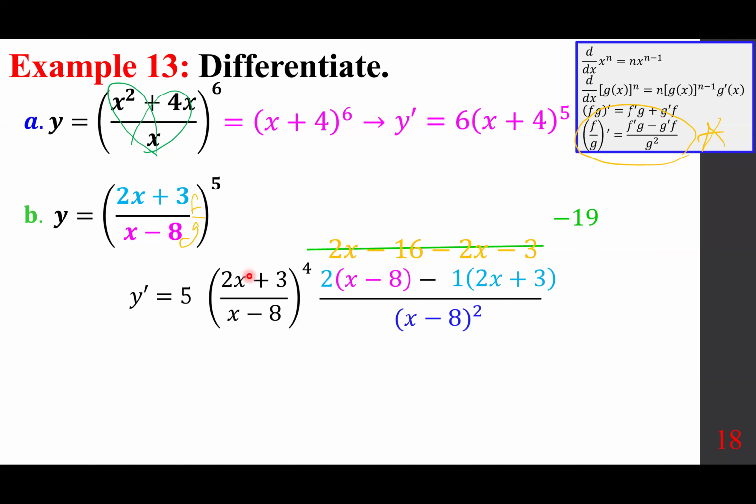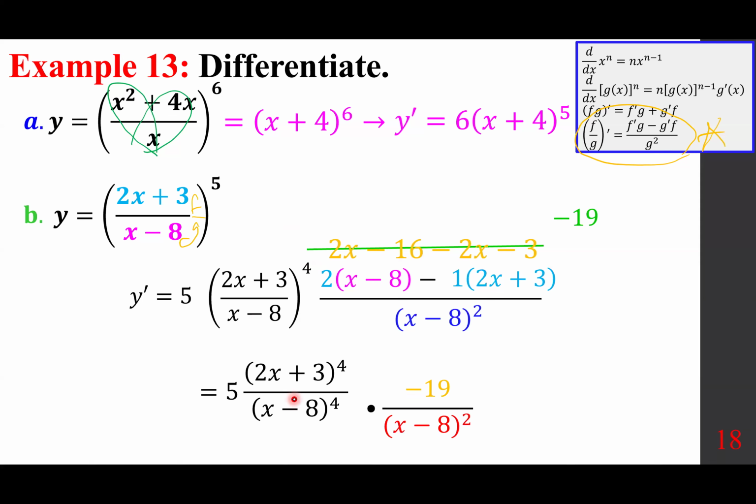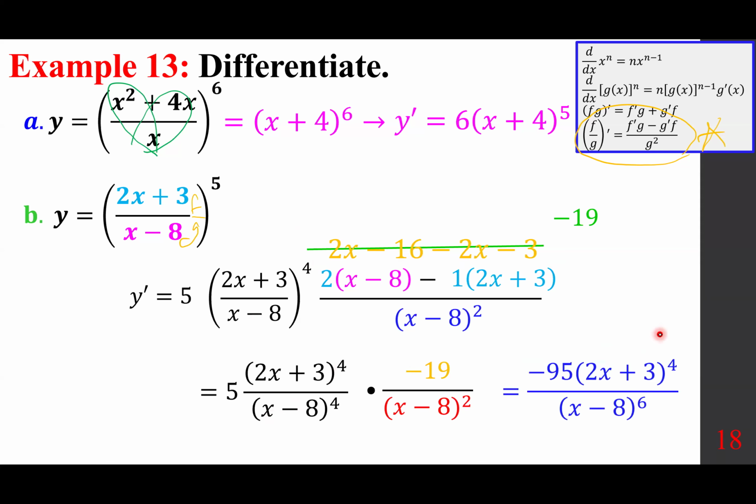So we have 5. We have 2x plus 3 to the power of 4, x minus 8 to the power of 4. Pay attention to the way we separate them. And the last piece we just write. The reason I do it this way, so you can see x minus 8 to the power of 4 plus 2 would be the denominator. 5 times negative 19 is negative 95, and 2x plus 3 to the power.